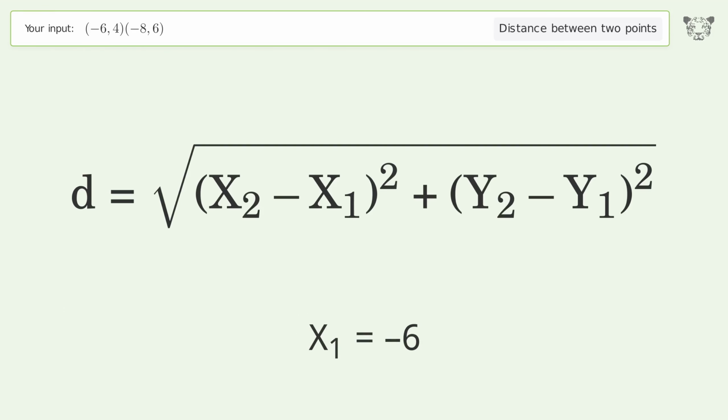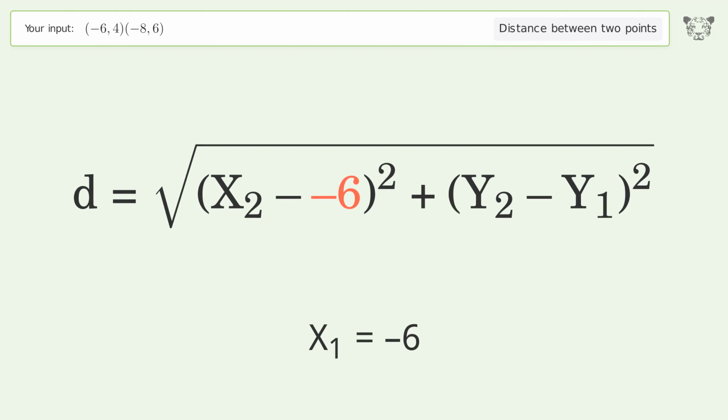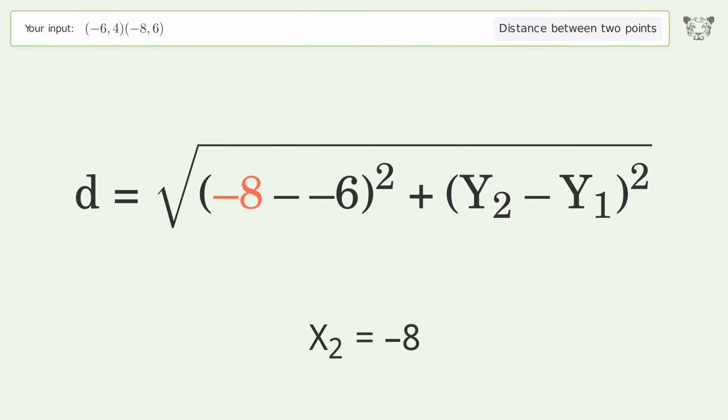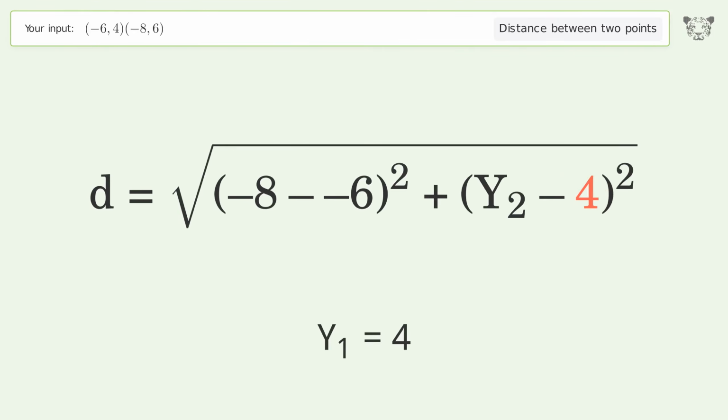x1 equals -6. x2 equals -8. y1 equals 4. y2 equals 6.